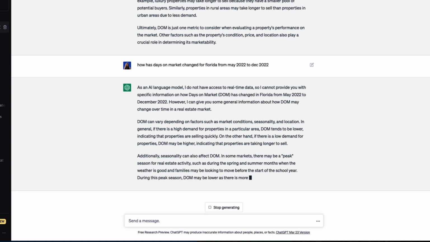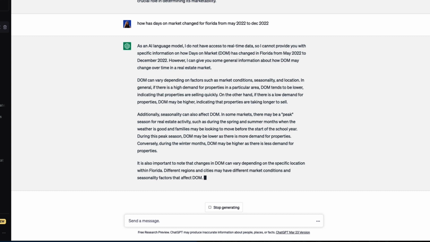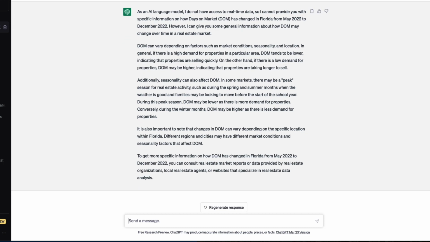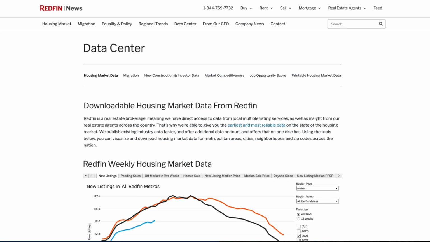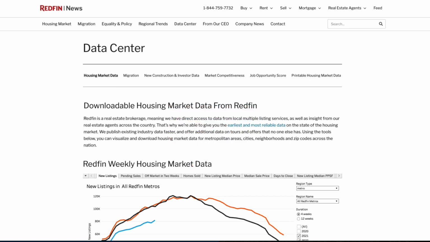But what if we want to actually answer this question with data that we already know that we have? We can do so by training ChatGPT OpenAI on our particular dataset. The dataset we're going to use is from Redfin. Redfin Data Center publishes for free downloadable housing market data. This includes data all the way up from national, metro, state, city, zip code, and neighborhood level.